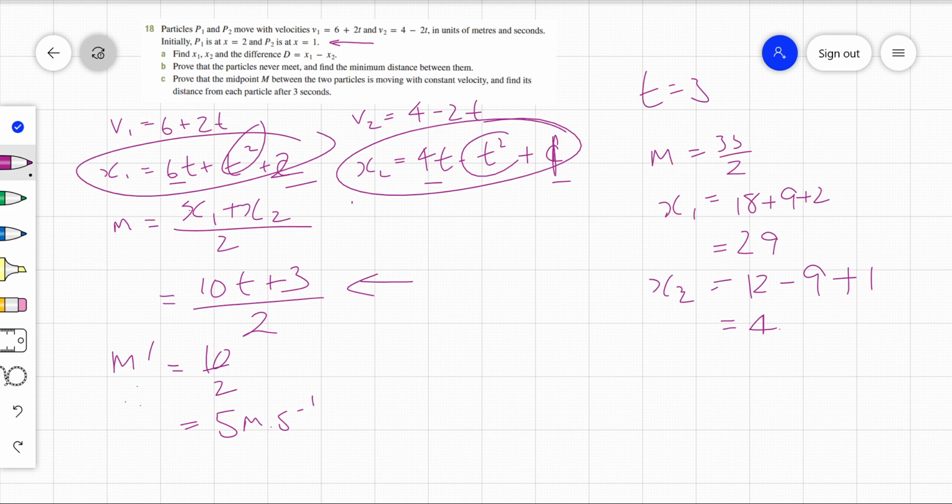So if I have a look at the distance between x1 and m, I have 29 minus 33 on 2. So I'm going to get 12.5. If I do the same thing with the second point, that was 33 on 2, 16.5. So I'm going to get 12.5 meters. They will be the distances.